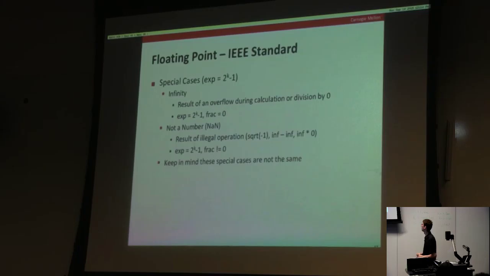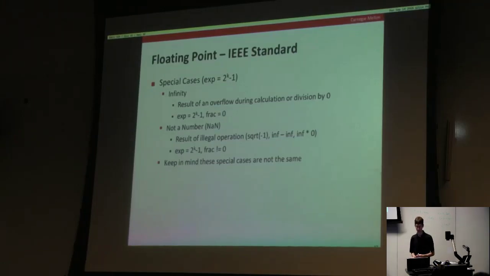Okay, and then here's the special cases. So I was talking about some special cases. If the exponent is all 1s, so all 1s would be 2 to the k minus 1, then that's infinity. You can get infinity if you go above what can be represented by a finite number. You can just keep adding, and once you get bigger than the biggest number it can represent, if you try adding more to that, it'll be infinity.